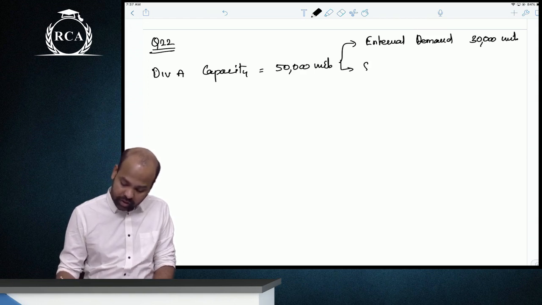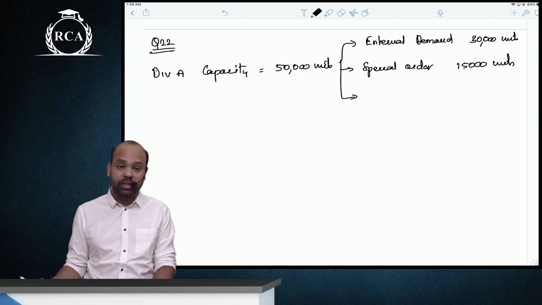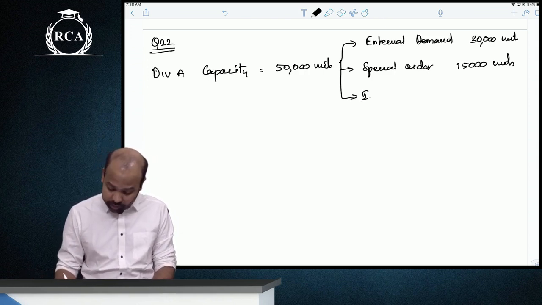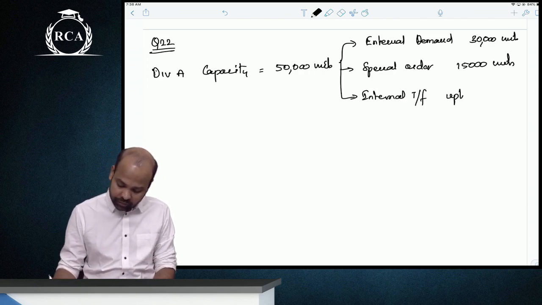There is a special order, guys. There is a special order of 15,000 units. Do not forget, beta, the special order of 15,000 units should be accepted in full or rejected in full. Either you accept it or you reject it. And then, beta, there is this internal transfer. Internal transfer up to 45,000 units.